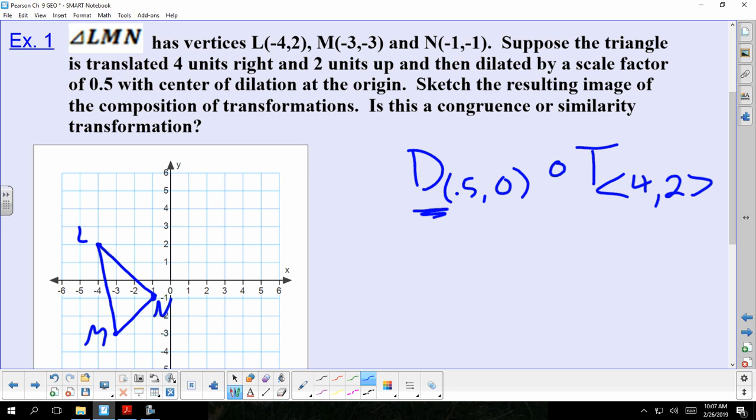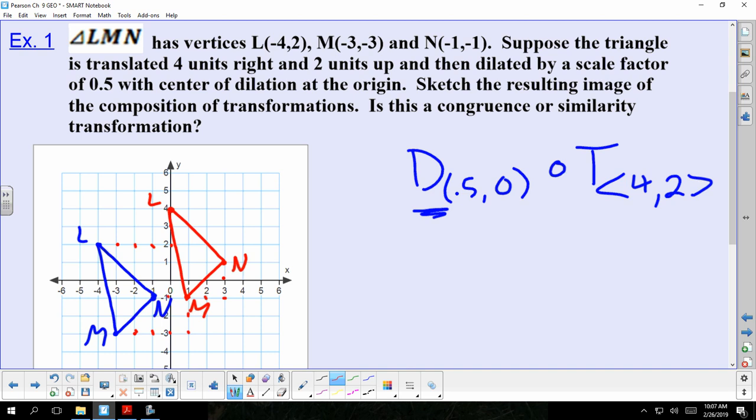So I need to first figure out where each of my points go based on this translation. I'm going to move L over 4 and up 2. 1, 2, 3, 4, up. There's where my L ends up. I'm not going to put an L prime there yet, because I need to go ahead and do an intermediate step. Over 1, 2, 3, 4, up 2. There's an N. And then over 1, 2, 3, 4. All right, so there's the result of the translation.